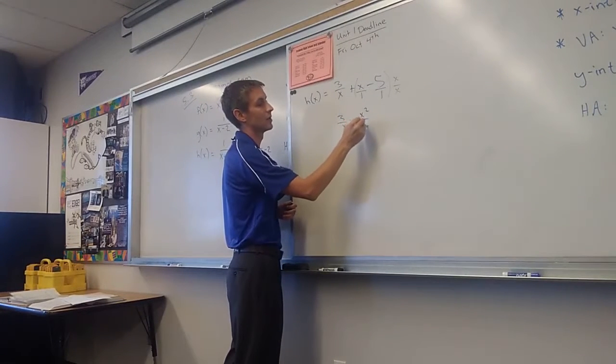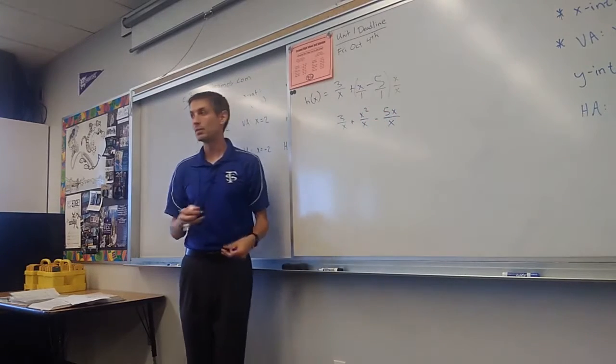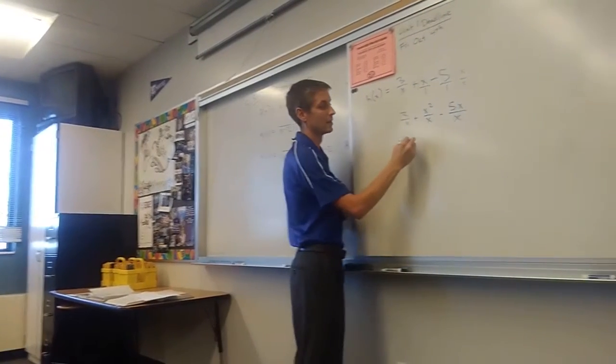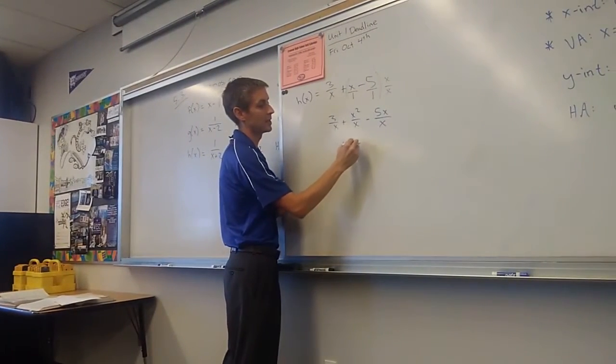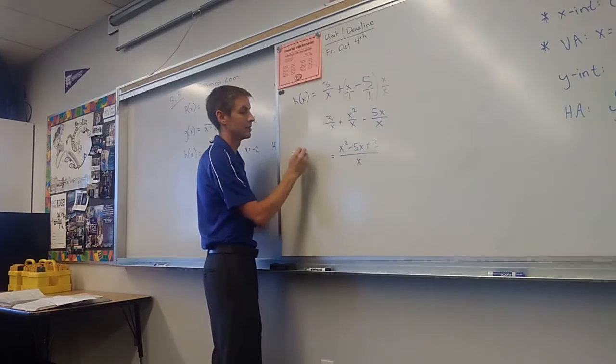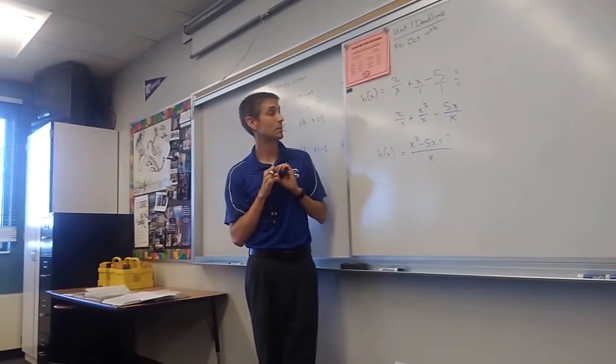Which one? The first part. This one? The 3. I didn't multiply that one by anything, because it already had the x in the denominator. I just multiplied the two of these to find that common denominator. Okay, so that becomes my combined function. So then what? How do I graph this?